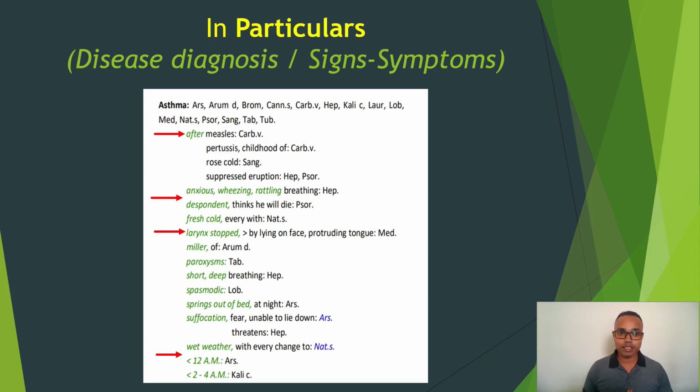For causation, after anxious, wheezing, rattling breathing. For sensation, despondent, thinks he will die. For concomitant, larynx is stopped, amelioration by lying on face, protruding tongue for location, and at the end, wet weather with every change, and aggravation 12 am, aggravation 2 to 4 am for modalities.